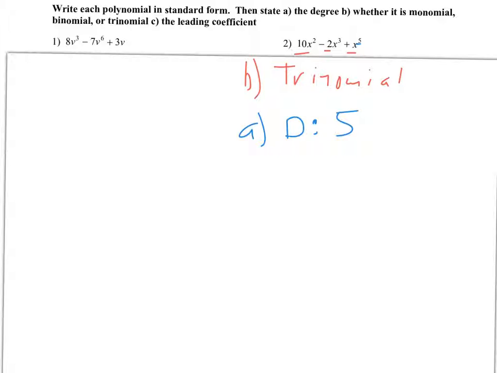And then the leading coefficient is always the number in front of the biggest exponent, and so that's this number up here, which is actually an invisible 1.